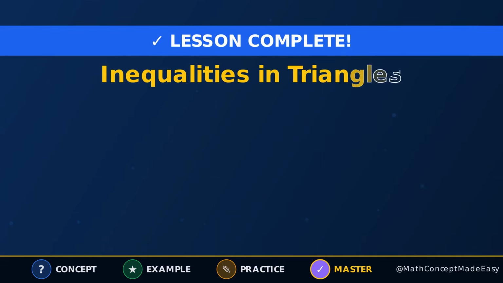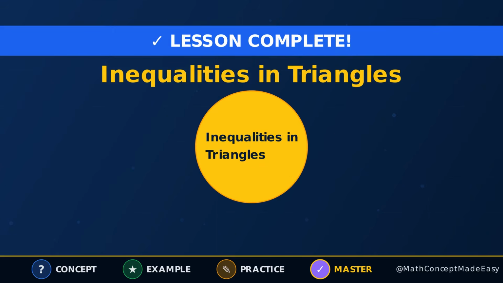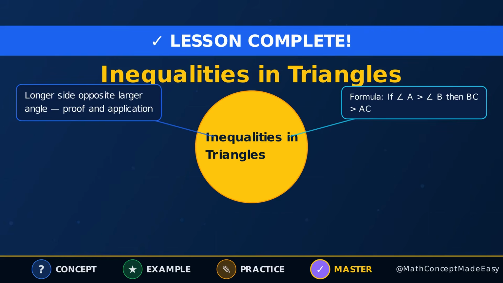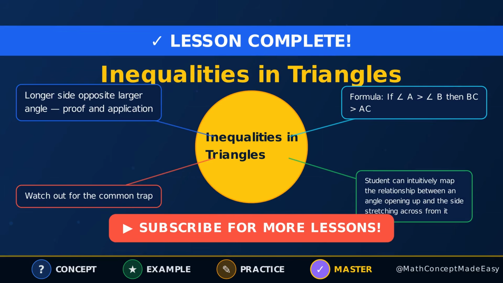Let us bring today's lesson together in one picture. At the center of everything sits inequalities in triangles. We explored longer side opposite larger angle, proof and application. The one formula to remember is: if angle A is strictly greater than angle B, then the side opposite angle A is longer than the side opposite angle B. Watch out for the common trap we discussed. And remember our goal: a student can intuitively map the relationship between an angle opening up and the side stretching across from it. Next lesson, properties of a parallelogram: opposite sides, angles, diagonals, intuitive proofs.